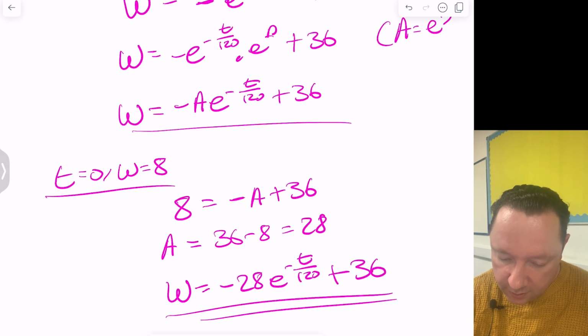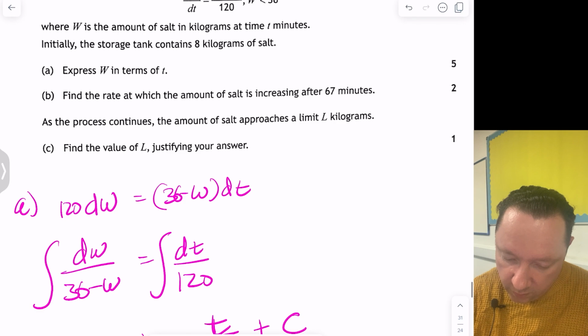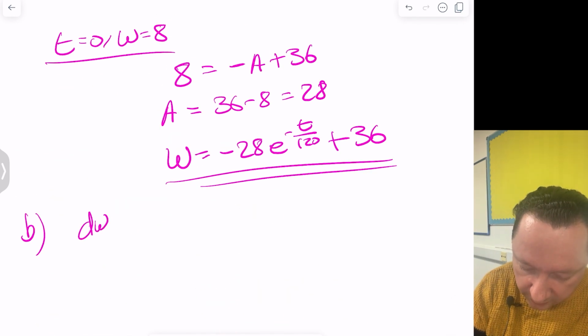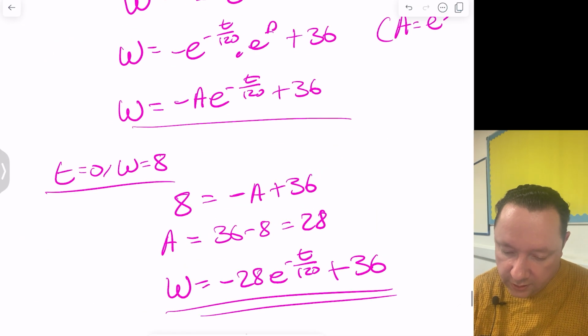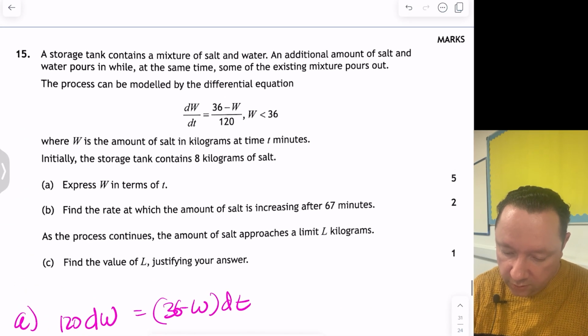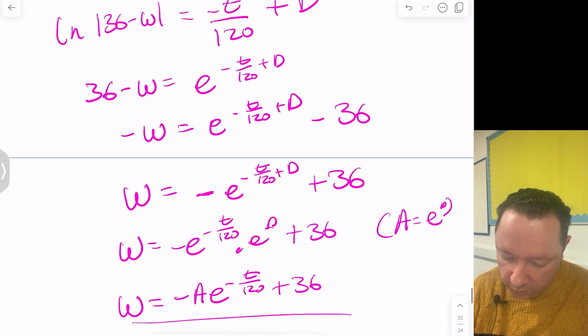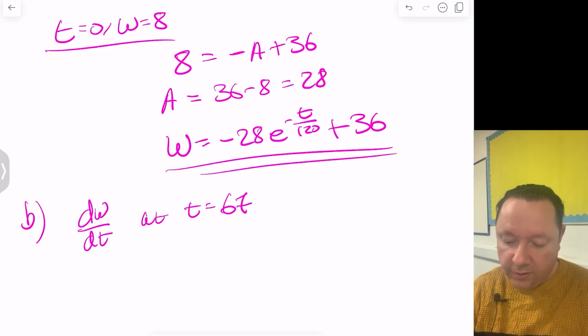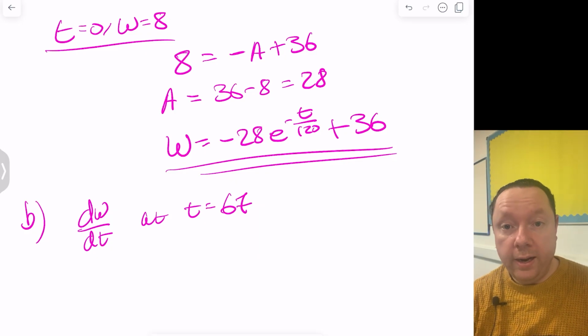And we're done there. Part B, find the rate at which the amount of salt is increasing after 67 minutes. So we want to know what the dW by dt is at t equals 67. Two ways to do this. You could go back to your initial equation, and since you've already got w here, you could sub 67 in to get w, and then sub w into the dW by dt. That's one way to go, or a better way.